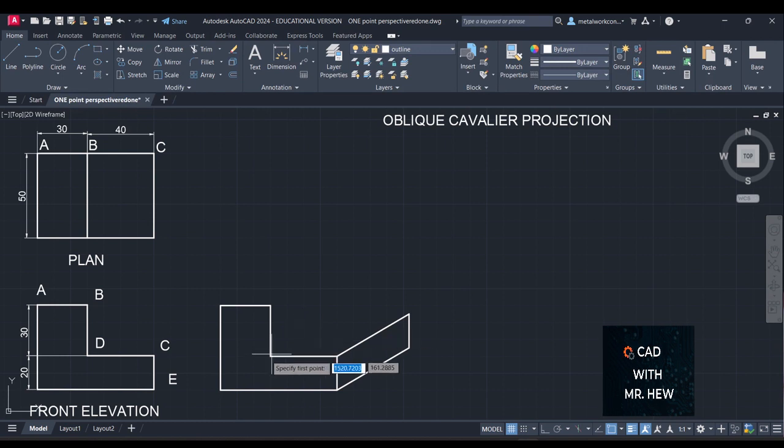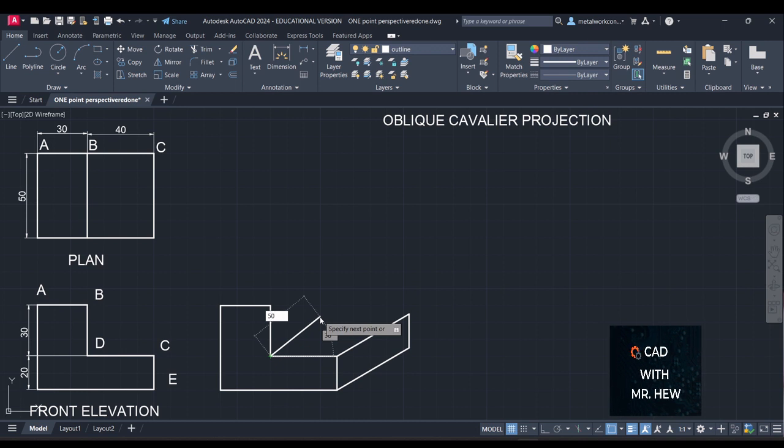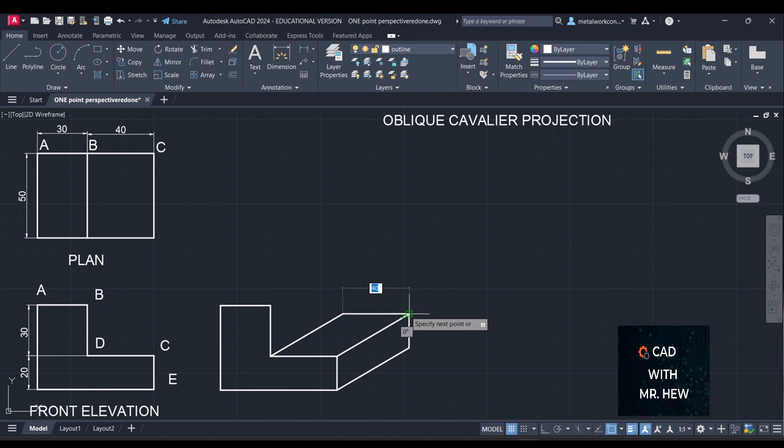So we're going to, right here, the length would be the 50, and the angle would be 30 degrees. All right. And then this line there going back there would be 40, right? Good. Enter. So now we have the flat part, which is right here. Okay. It's right here, there, there, and there.